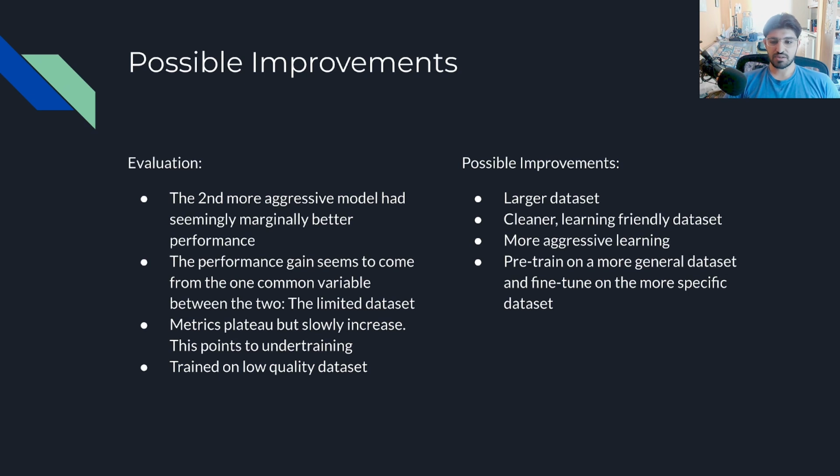After analyzing the results, I came to the conclusion that the failure point is the dataset. The dataset is very small and consists in large part of documentation that is very abstract and tailored to humans. Furthermore, both models are underfit. This can be concluded by the fact that the more aggressively trained model resulted in slightly higher scores.